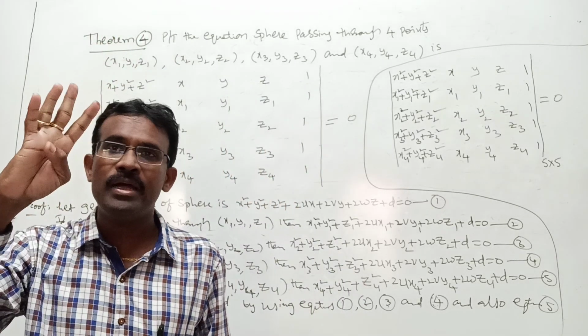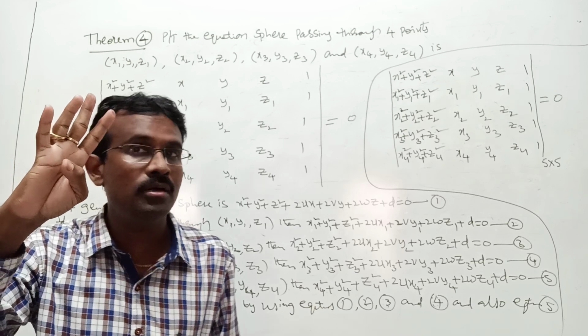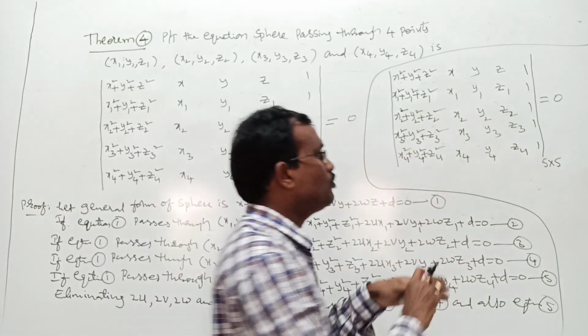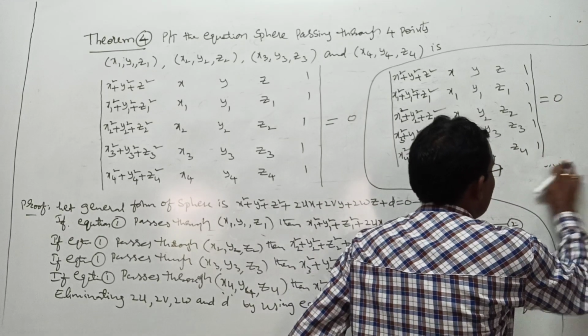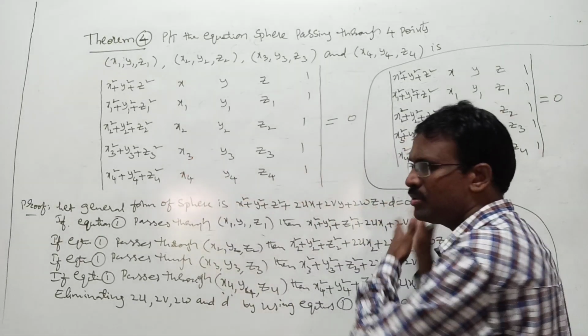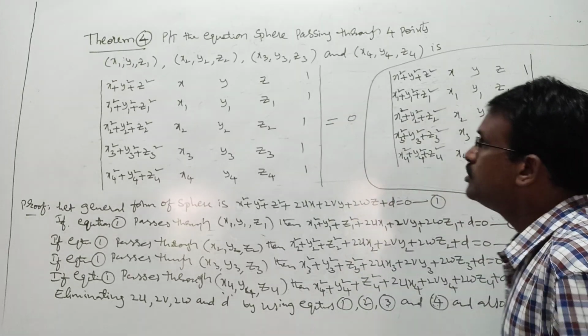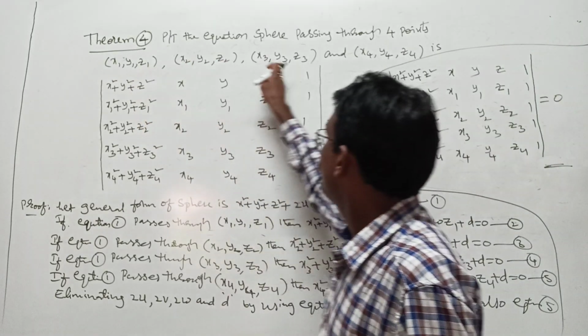Whenever they give 4 points on the sphere, how can we find the sphere equation? Don't use this one, right? Just treat this as a theorem only. If they give the theorem, then only do it like this, but there is no need to remember the formula. But this is the sphere which is passing through these given 4 points.